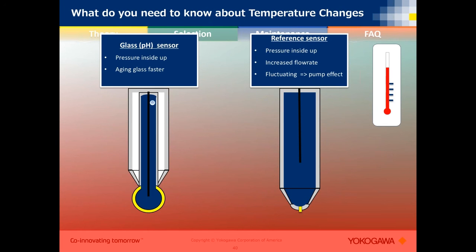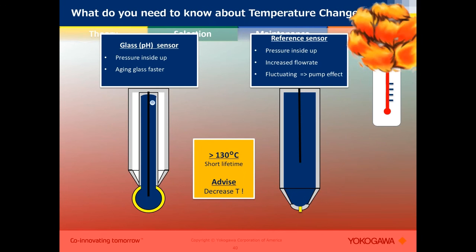Another thing with temperature swings is the expansion and contraction. If you go from really high temperature to low temperature, you'll actually have what we call a pumping effect. It could suck some of the process into your sensor, and it can contaminate your sensor. And if you have really, really high temperatures, obviously you're going to have shortened life. So if at all possible, it's good practice to cool your samples.